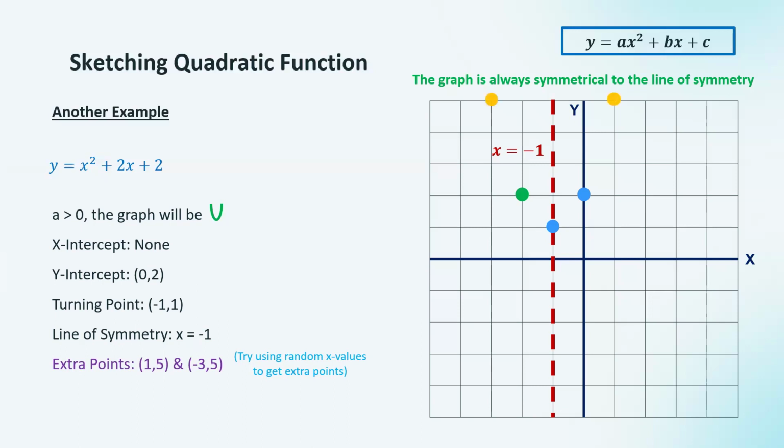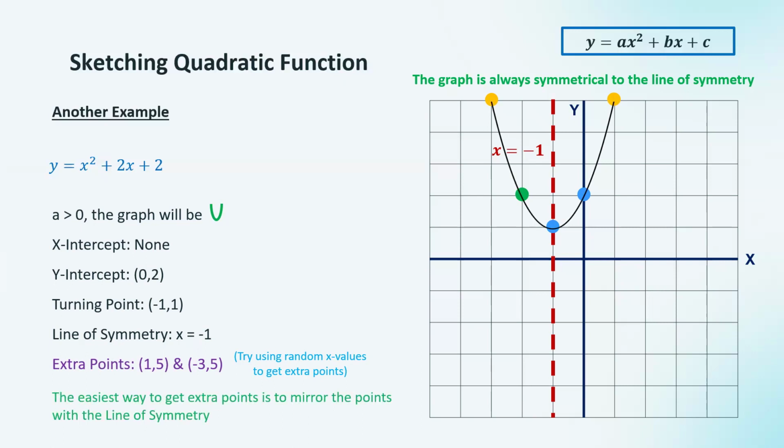And now we can try to sketch the quadratic function like this. So again, the easiest way to get extra points is to mirror the points with the line of symmetry. That is what the line of symmetry is used for. It's used to help us if we are lacking in some points.